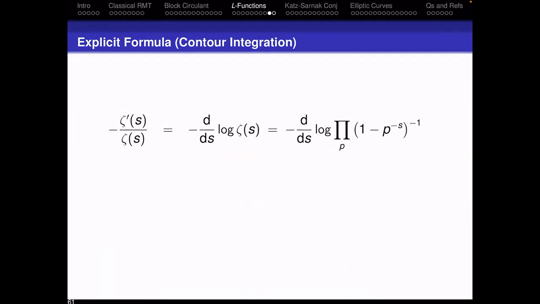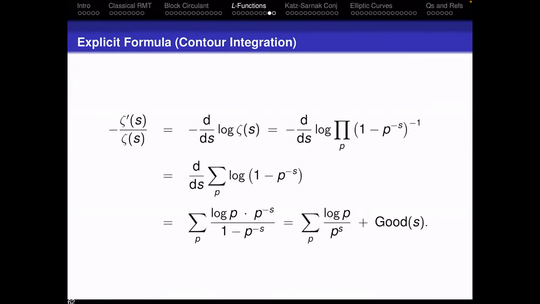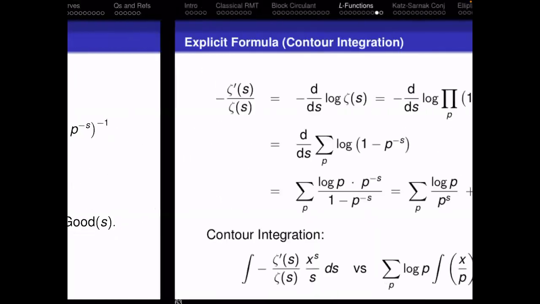So let's look at zeta prime over zeta. That's really taking the derivative of log of zeta. And because we have the Euler product, the log of a product is the sum of the logs. So when we take the derivative of the product, we have the derivative of the sum of the logs. The derivative of the log is easy to do, and then we use the geometric series to expand the bottom. And it turns out when you do the expansion, the only thing that really matters is the first term in the geometric series. Everything else is going to be easy to control.